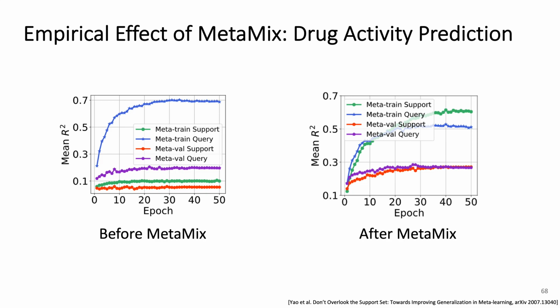In drug activity prediction, before MetaMix, we found a very large gap between the meta-training support and the meta-training query. There was also still a gap between the meta-validation query and the meta-validation support. However, when we use MetaMix and test on the meta-train support and meta-train query, the gap is very small. It reduces the large gap to a small gap, and also improves the performance of the meta-validation query set. So empirically, MetaMix can improve the performance of meta-learning problems in different applications.